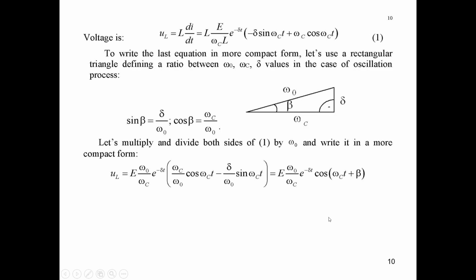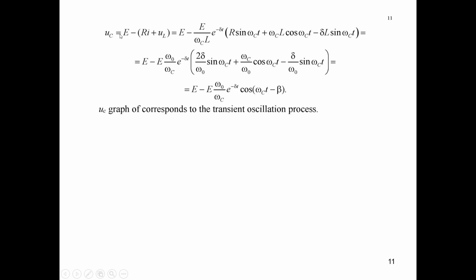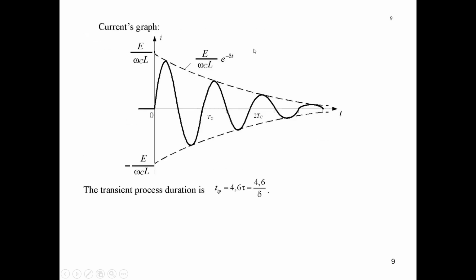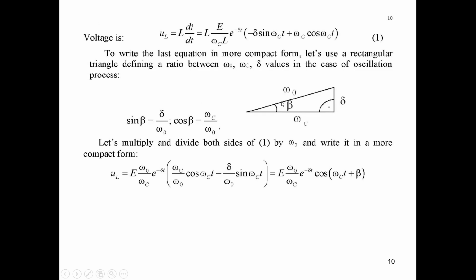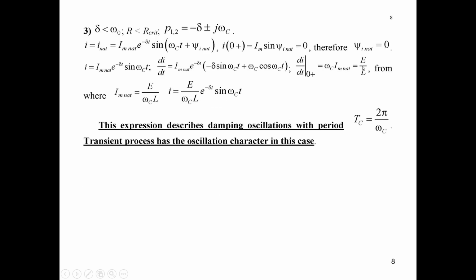From trigonometry, it is known that such a function equals the cosine of the sum of these two arguments, cosine of omega c t plus beta. And we rewrite this expression in such a more compact form. Therefore we can write down that UC equals E minus R I minus UL, because E equals R I plus UL plus UC. From here it is the simplest way to write it down. This is the EMF minus R multiplied by I, where I is equal to E over omega c L, exponential function, sine.